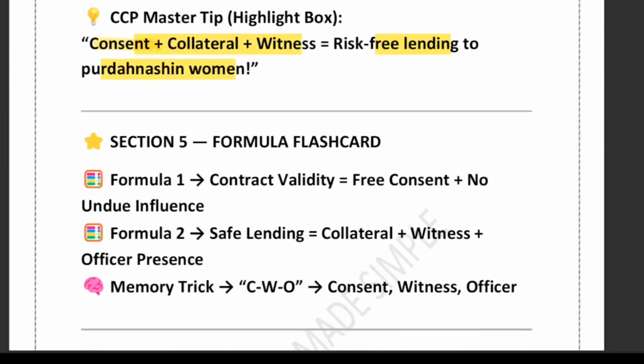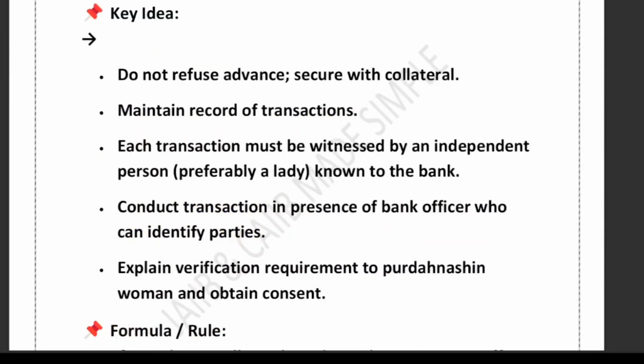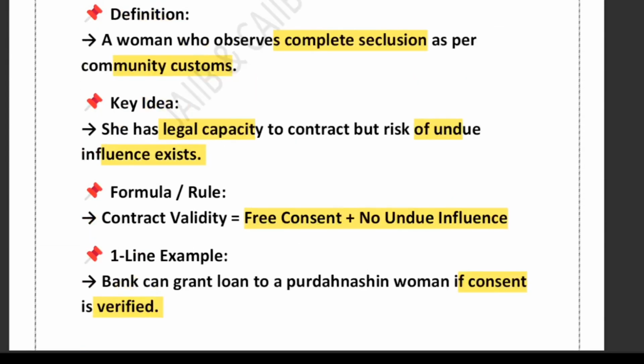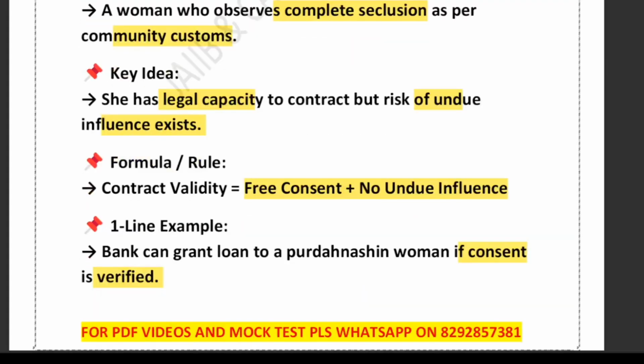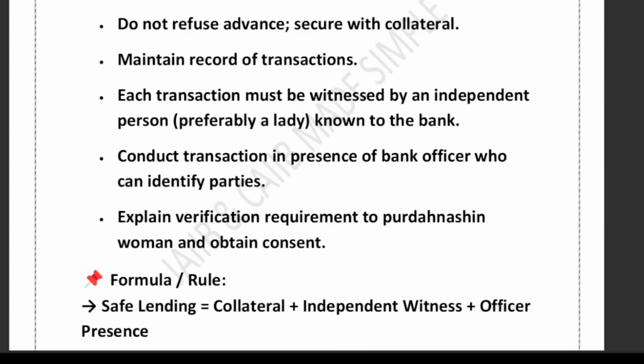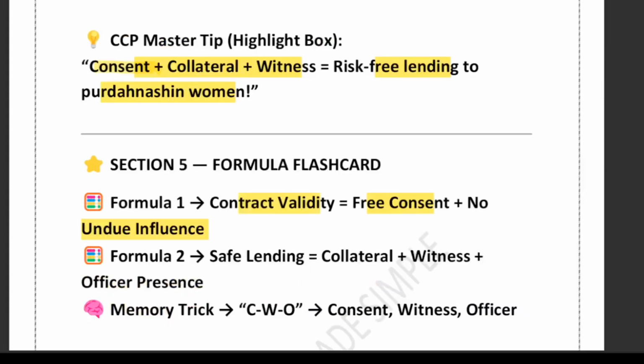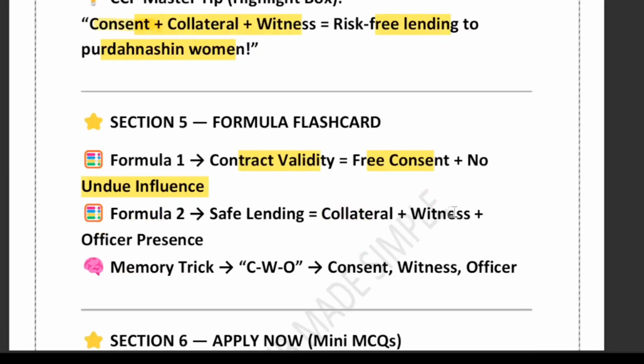Right. So the formula is that contract validity includes free consent plus no undue influence. This is in the context of the first topic which we have discussed, regarding Parda Nasin women. Free consent plus no undue influence, that is the first point. Second point is that safe lending means take the collateral, take the witness plus officer presence in case of any transaction.